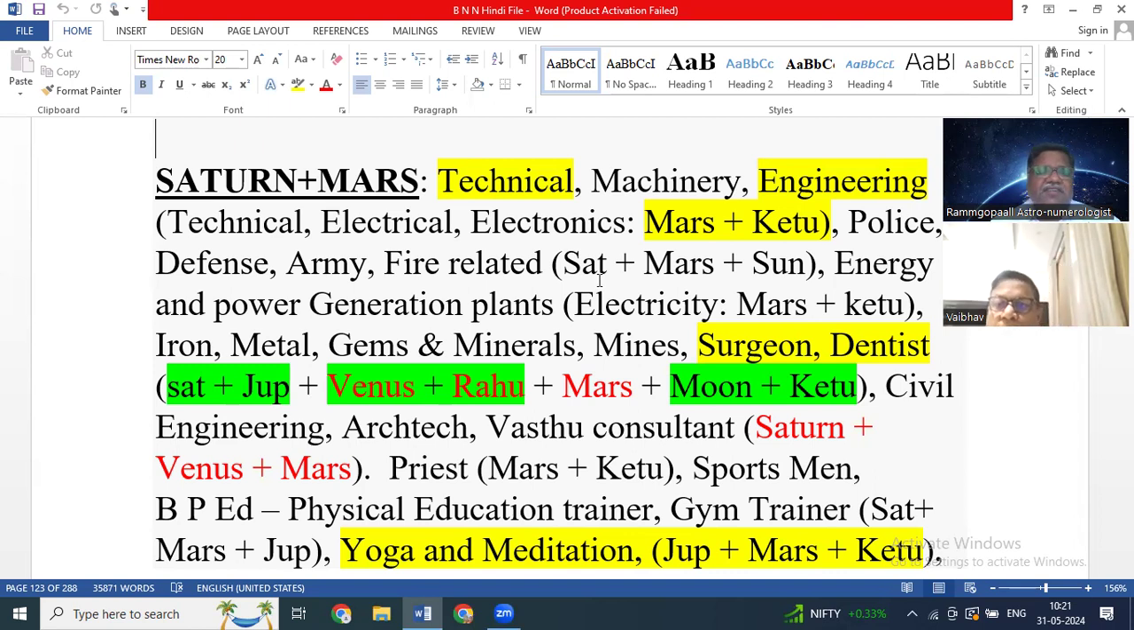Police department, defense, army, fire related. These are actually government posts. That's why Sun is required. Saturn plus Mars plus Sun, government job in defense, army, fire related. So the native will get a job in the police department or the army. Along with Saturn, Mars and Sun also have to be there, for a government job.